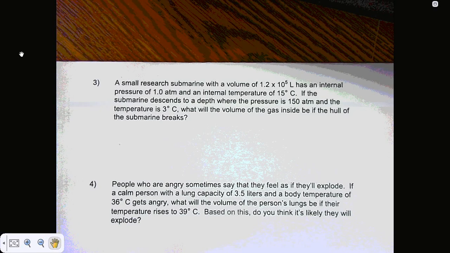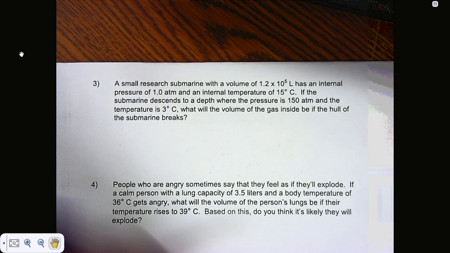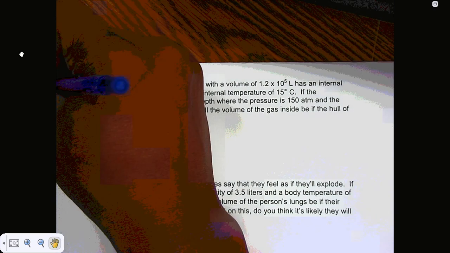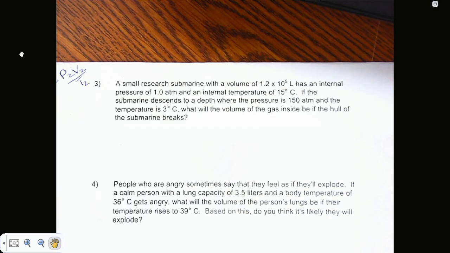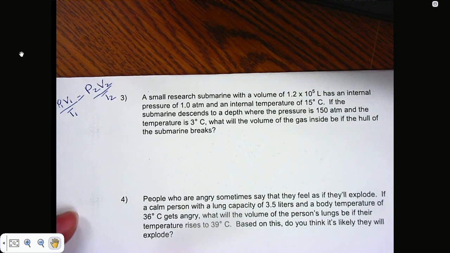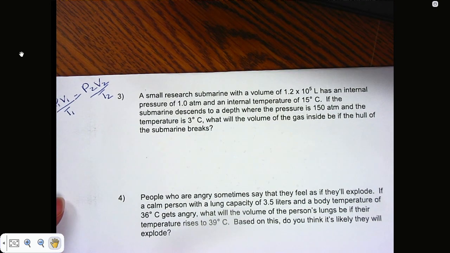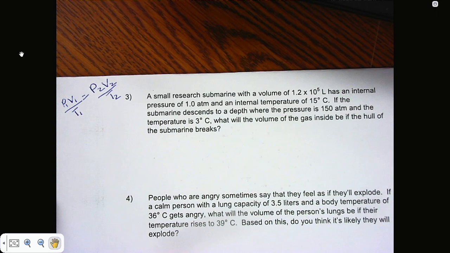Alright, so let's look at some of the features that make the combined gas law unique. The combined gas law actually combines pressure, volume, and temperature all into one large equation. And it's very important that as we go through solving this, we understand that pressure must be in ATMs, volume should be in liters, and temperature must be in Kelvin. And so let's explore trying to solve this using that approach and understanding.